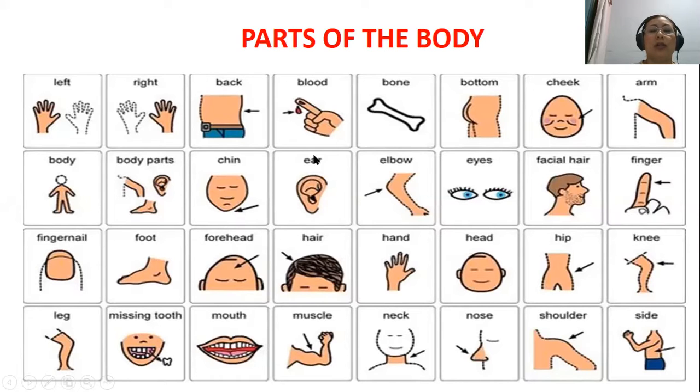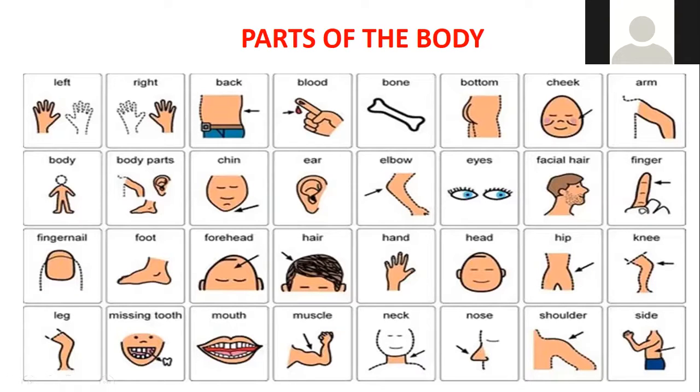We have the chin, the ear, the elbow, the eyes, the facial hair. The finger. Remember that the ones of your hands are fingers, and the ones of your feet are toes. We have fingernails on each finger. We have our foot: only one is foot and both are feet. Two are feet and only one is foot. Forehead, hair, hand, head, hip, knee, leg, missing tooth. All we have inside our mouth are teeth.